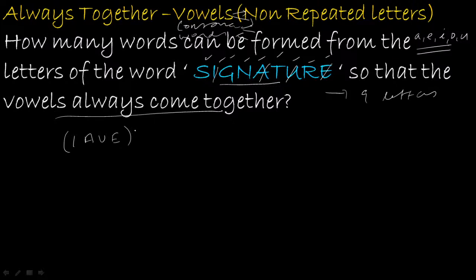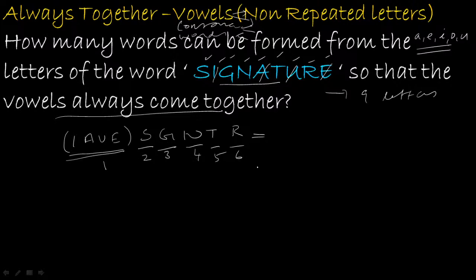So write down the remaining letters as they are, that is S, G, N, T, R. Either you can take these vowels here or here, that is your choice. I have to take it in the front. So you have to treat the vowels as only one letter. So this is one letter, this is second letter, third letter, fourth letter, fifth letter, and this is the sixth letter. Now it has only 6 letters.